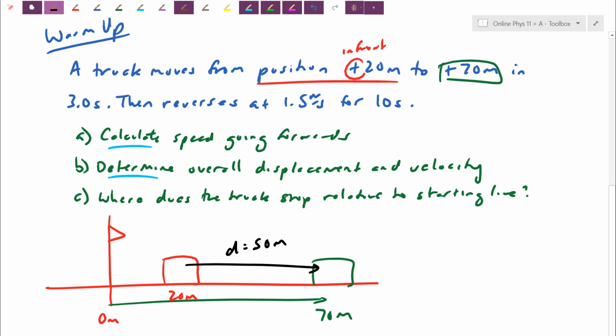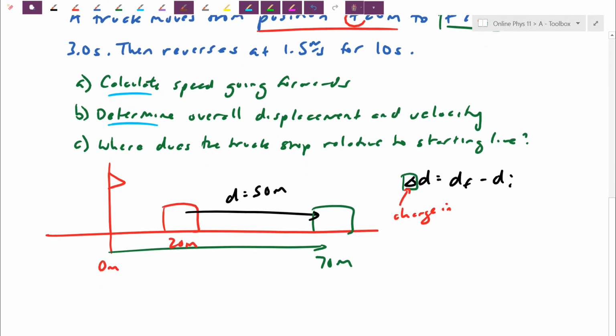70 minus 20. You take that position minus the early position. If you like a formula, you can go, the change in displacement is basically your d final minus d initial. That delta symbol, we're going to see more in today's lesson here. The delta actually means change in. It's basically a comparison, and it basically says, well, your position at the end was 70. Your position at the beginning was 20. 70 minus 20 means you are 50 meters in front, positive 50.